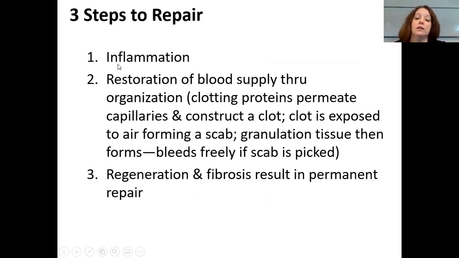The 3 steps to repair are: inflammation has to happen first. You got to get all those cells in that blood to the site of the injury. If you've like sliced a deep chunk of yourself, then that has to heal up, and in that area that you cut open, you have to restore the blood supply through that area. And so then you can get a clot, and as the clot is exposed to air, it forms a scab, and then underneath the scab, granulation tissue forms. And as the granulation tissue hardens into new tissue, new blood vessels are put through it.